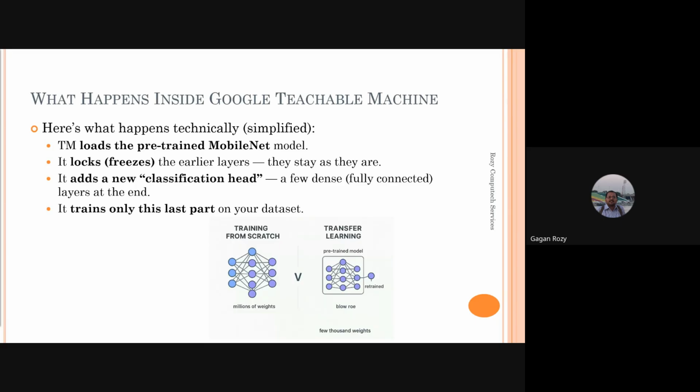I have a question. This retraining is fast because it's adjusting only a few thousand weights, not millions. Why? In Google Teachable Machine, retraining is fast because it uses transfer learning. It starts from a pre-trained model like MobileNet, which we already discussed in our previous slide. Right?